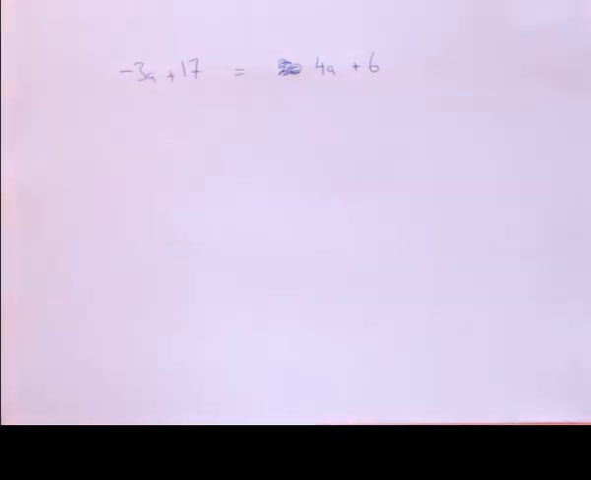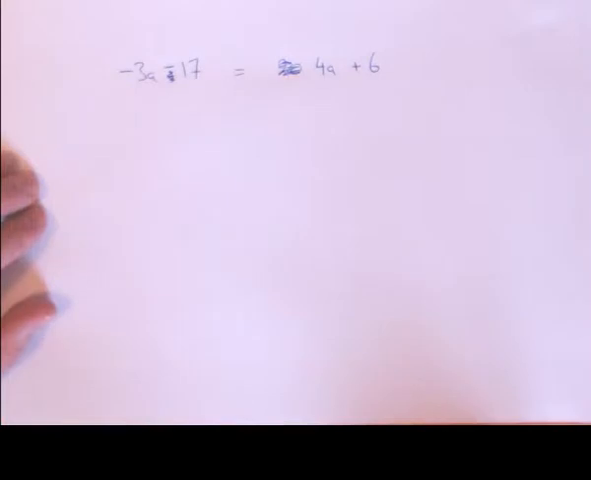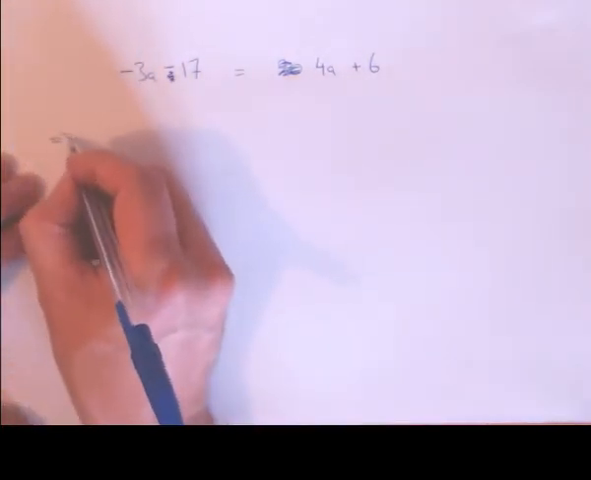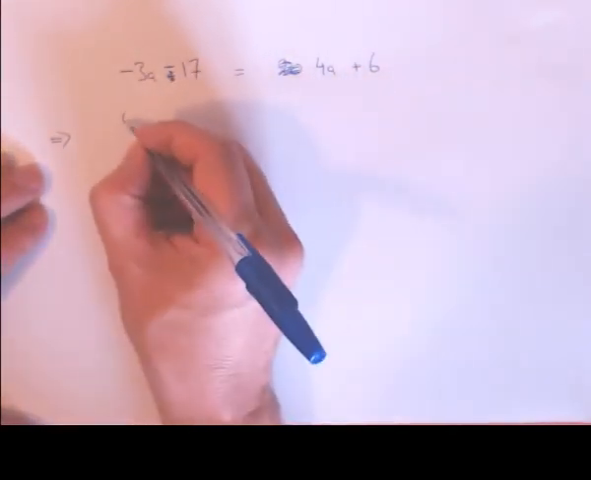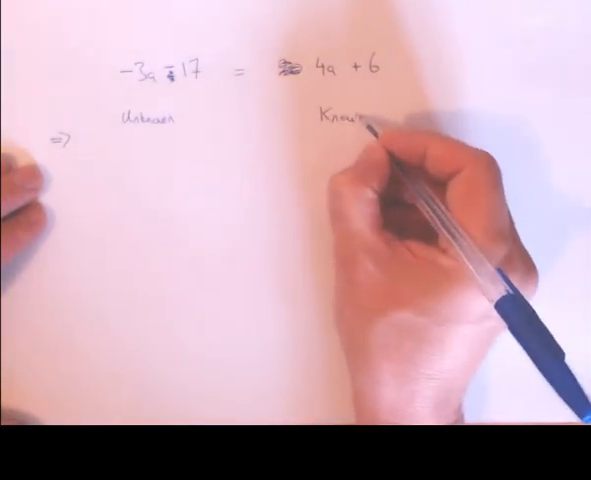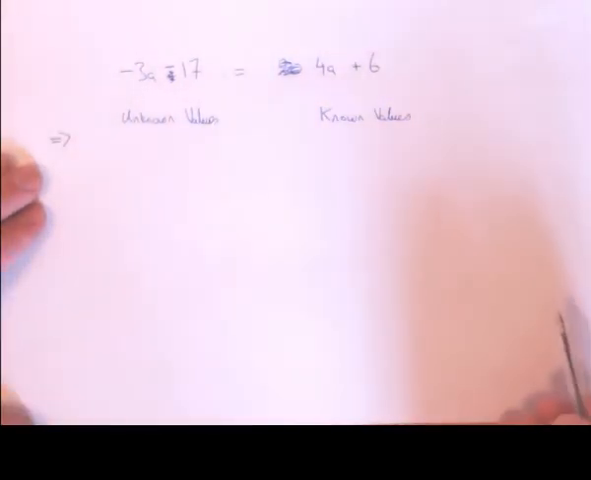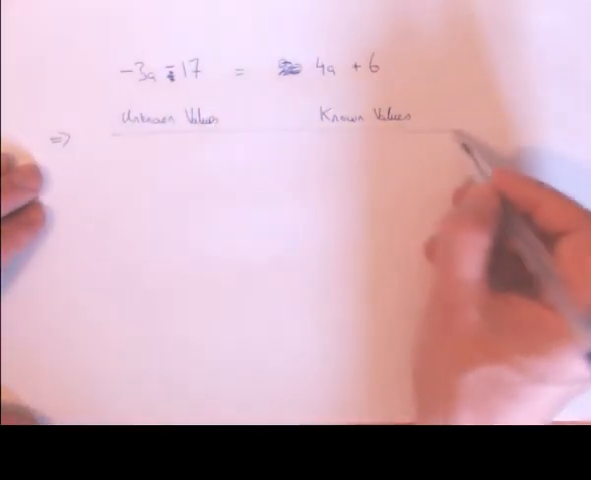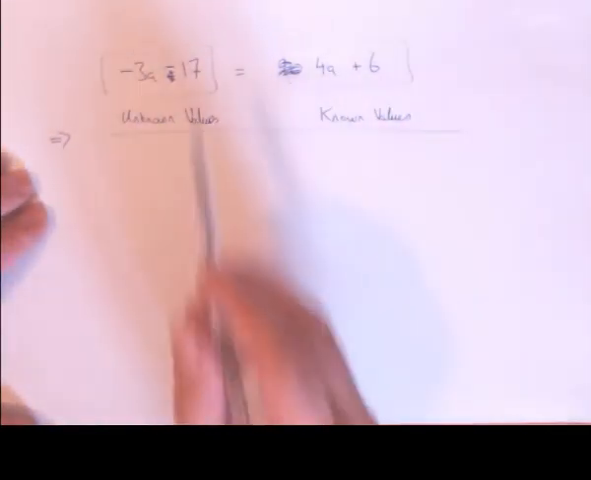Now, in this question, the numbers mightn't work out quite as nicely, but we're still having similar ideas. I'm not going to actually have plus 17, I'm going to have minus 17 here. Okay, now traditionally we work from left to right. So traditionally we like to have our a's on the left-hand side. We'd like to have our unknown values here and our known values here. That's just tradition. You don't have to do it. It doesn't make any difference because if the value of this is the value of this, it's the same both ways.